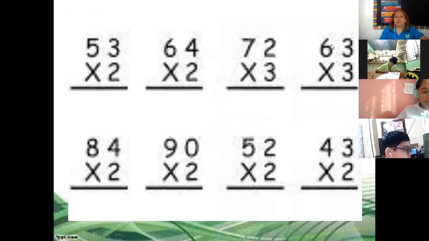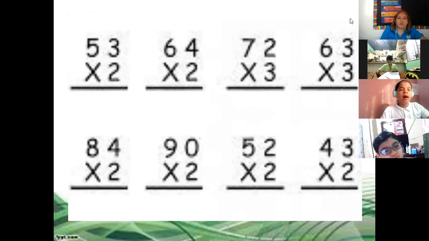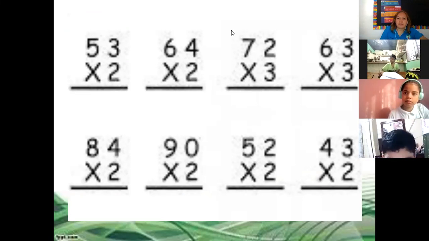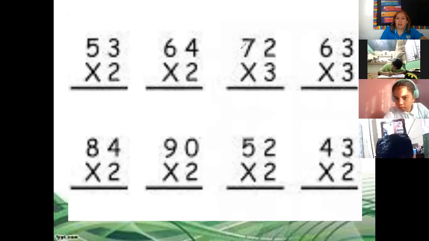2-digit multiplication. 53 times 2. So the first one, Victor, help me out to solve this multiplication. 53 times 2. We are not going to do all of these. We're going to do four multiplications from these, and then we're going to change to others, okay? So the first one, Victor. Hello, Victor. Yes, ma'am. Okay, 53 times 2.